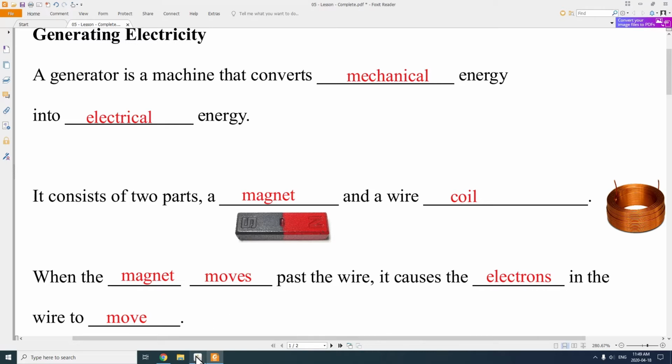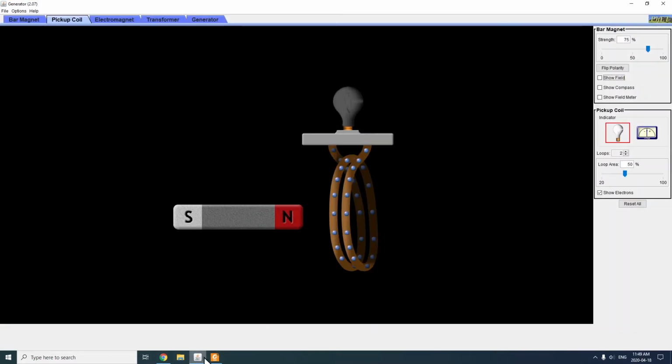All right, I have a bit of a simulation here. So here I have my magnet. Here I have my coil of wires. I connected it to a light bulb. And I have a bunch of blue dots. These are my electrons that are just on the copper atoms, and they're happily sitting there not moving.